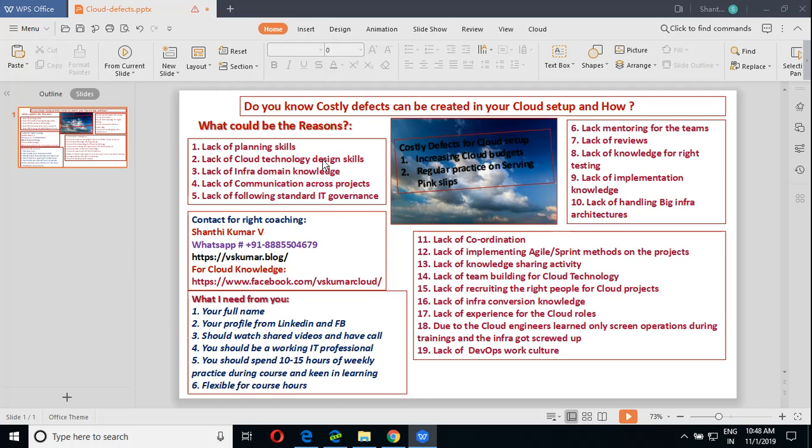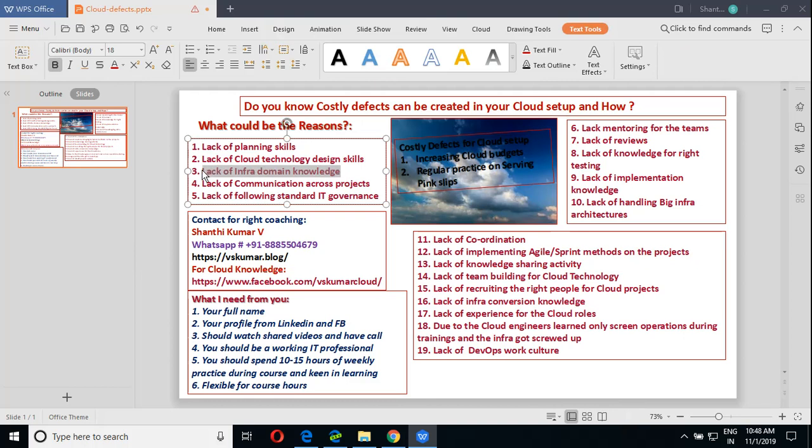Lack of infra domain knowledge. Obviously, if you take the cloud engineer role, I will show one slide, just a moment.